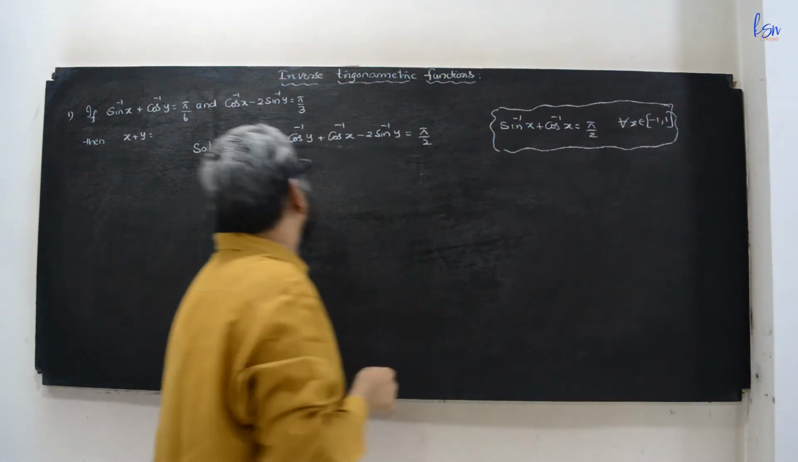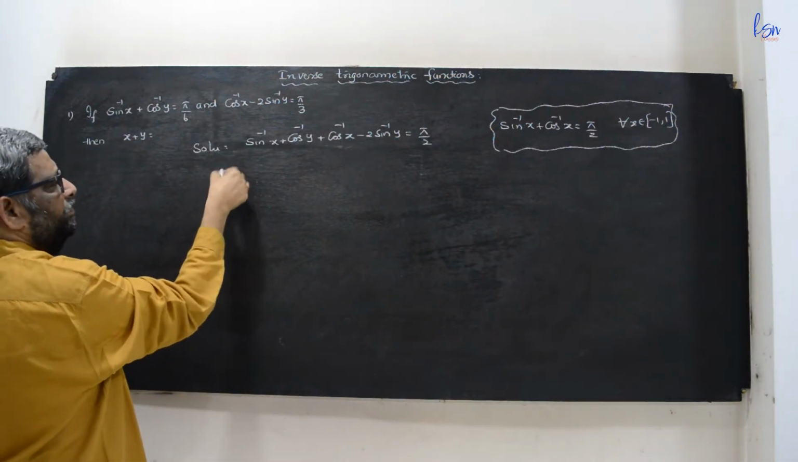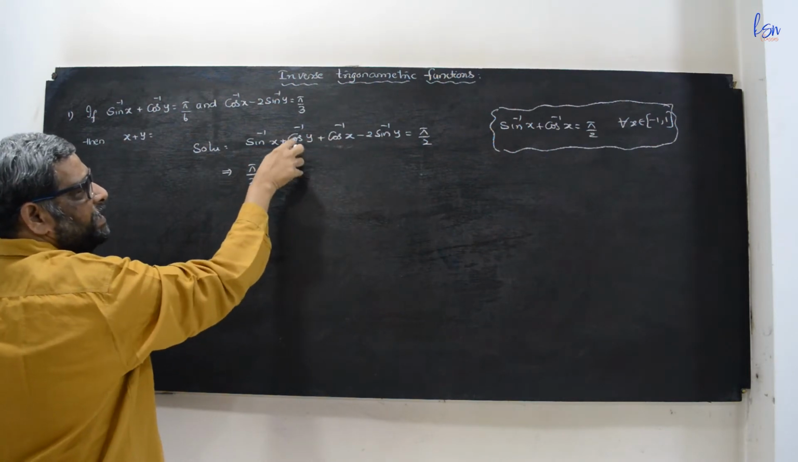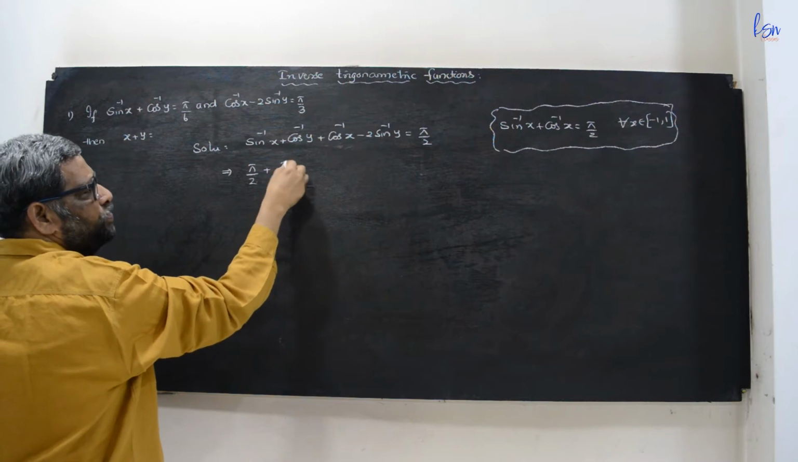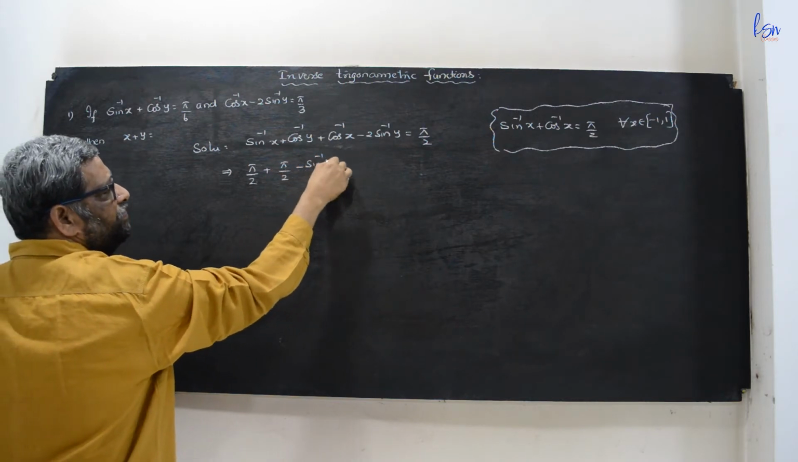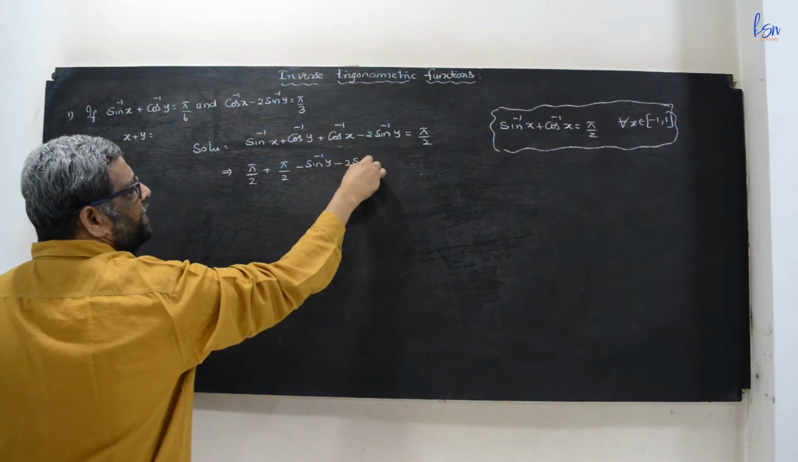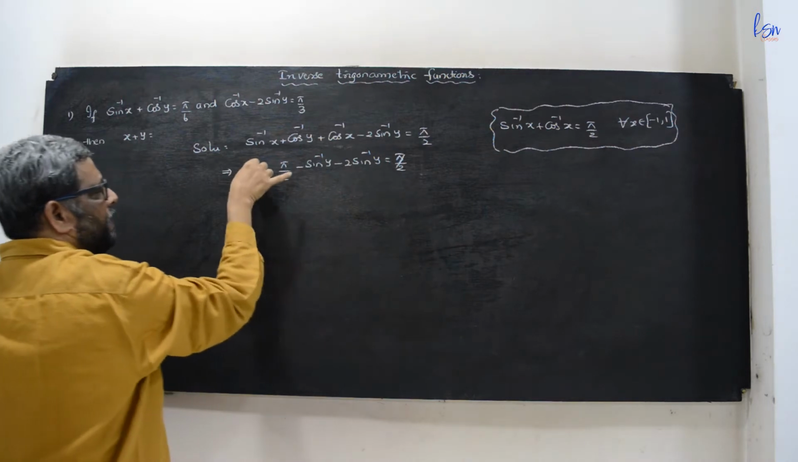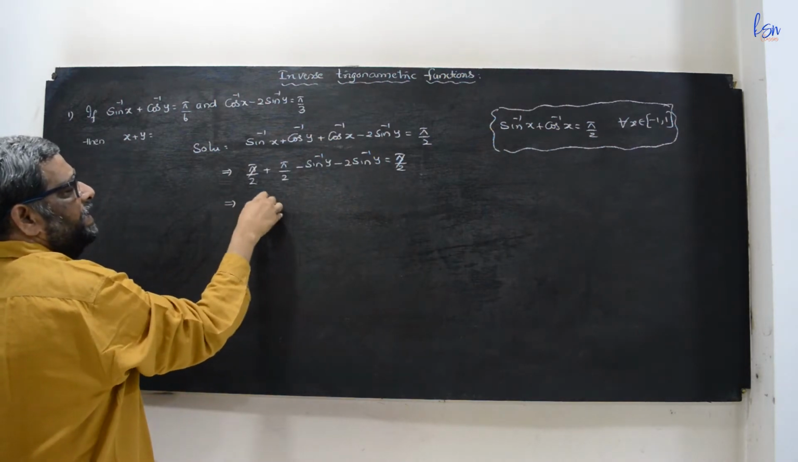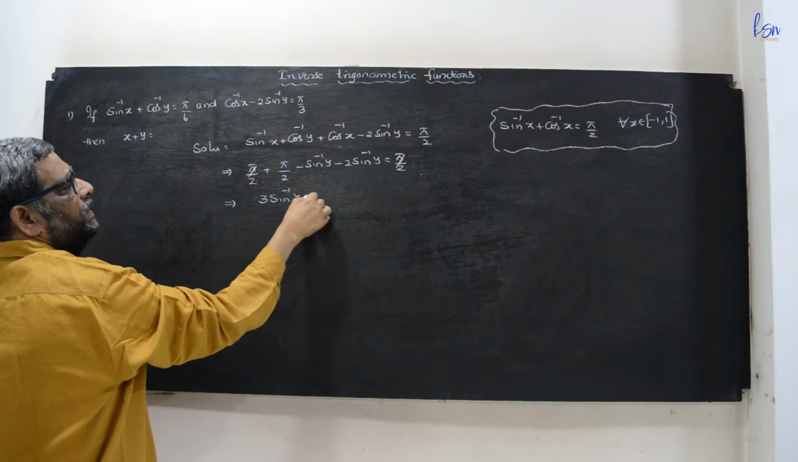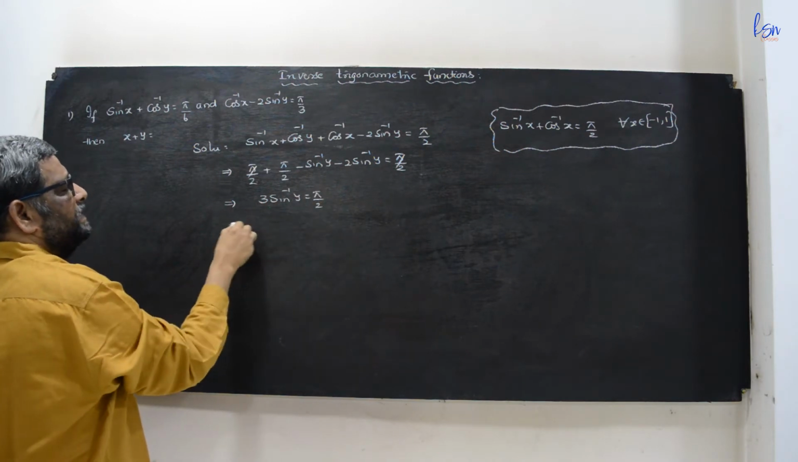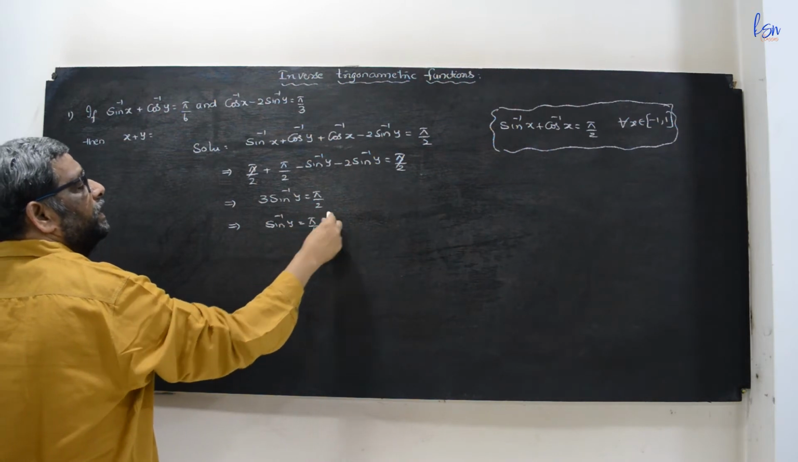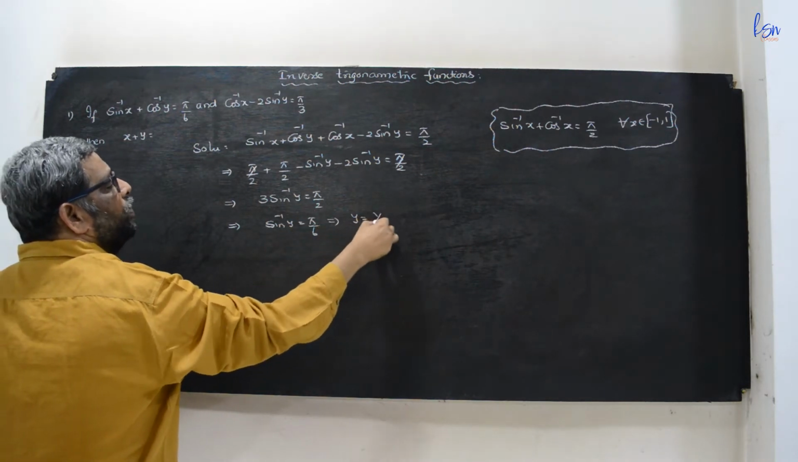So using this formula, sin inverse x plus cos inverse x is pi by 2, and the remaining terms are cos inverse y, which can be written as pi by 2 minus sin inverse y, minus 2 sin inverse y, is equal to pi by 2. This pi by 2 and pi by 2 get cancelled. 3 sin inverse y is equal to pi by 2, sin inverse y equal to pi by 6, which implies y is equal to half.